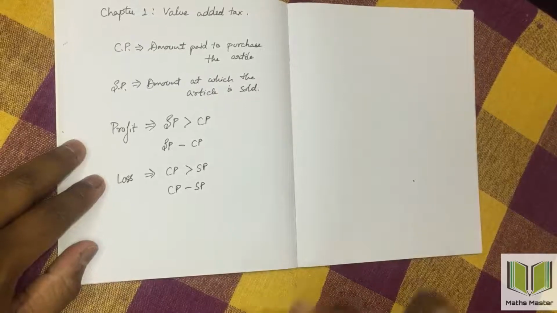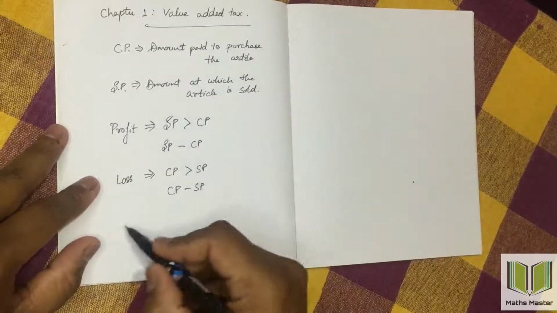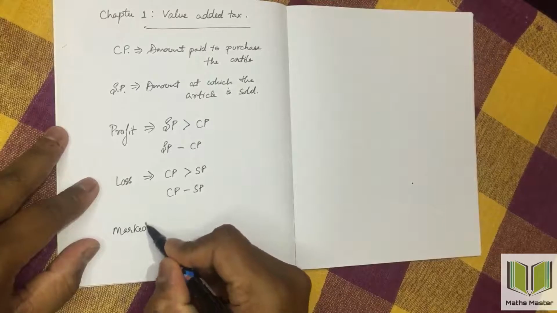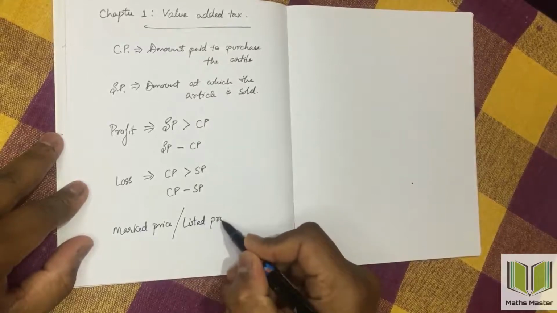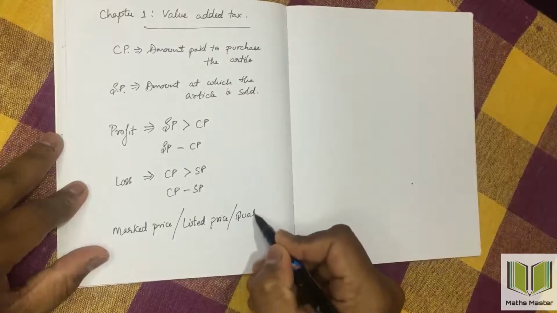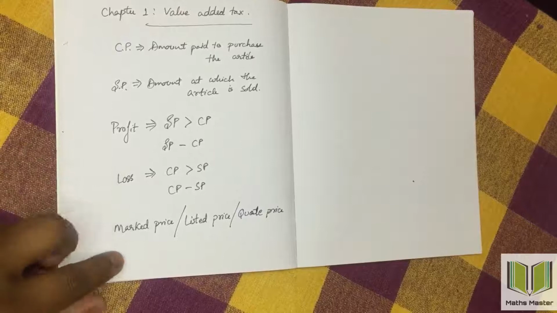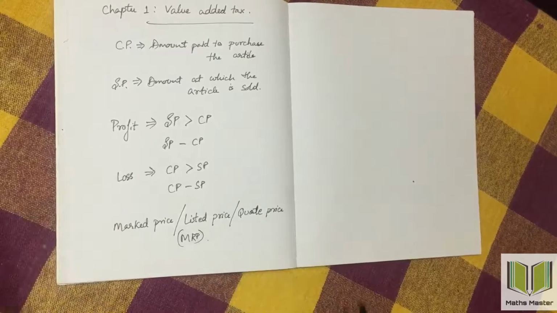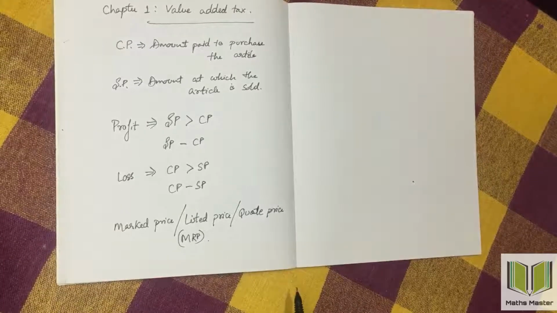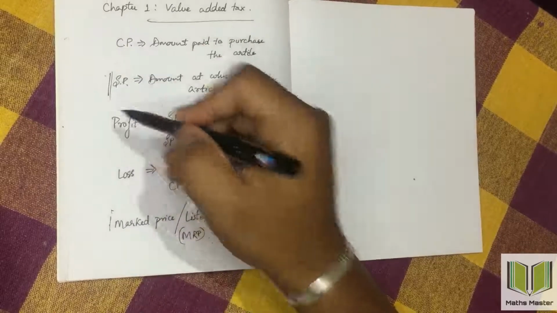Okay? Going further, in this particular chapter, value added taxes, we'll come across one more thing called market price. Market price or listed price or quoted price. We have multiple names for this particular one. All it means is the MRP, which you would have seen on almost every packed item, right? You can have multiple names for this. What is the difference between market price and the selling price is what we'll be seeing now.